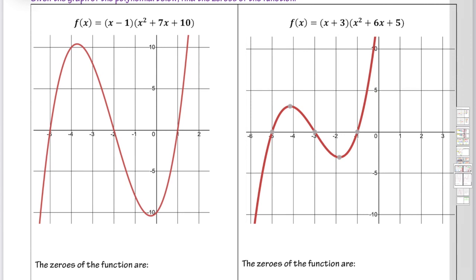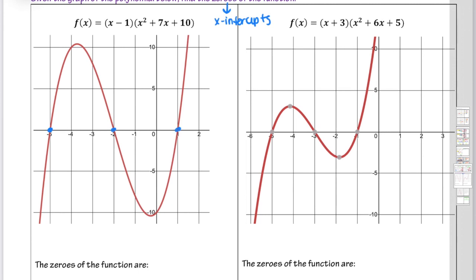Okay. Now, this next one asks us to find the zeros of the function given the graph. So even though we're given the equations, we actually don't really need them because we can find our zeros just by looking at the graph. So if you have an equation and you're able to put it into a calculator and get a graph, or if you're given a graph, just look at the x-intercepts. So zeros mean the same thing as x-intercepts.